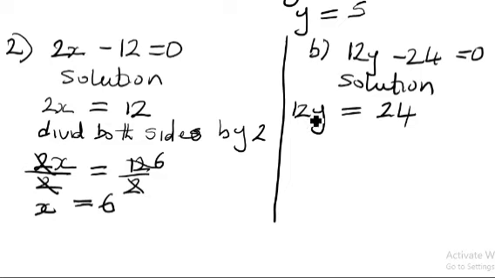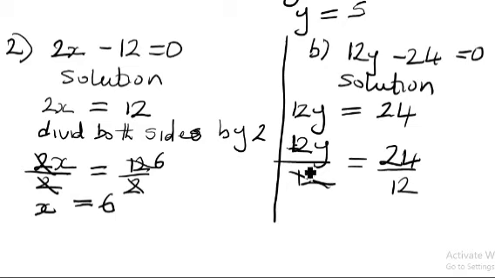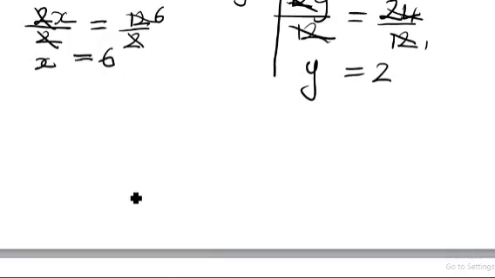The coefficient of y is 12, so I have to divide both sides by the coefficient of y. This will give me 12y over 12 equal to 24 over 12. 12 over 12 is 1, 24 over 12 is 2, y equals 2. So the coefficient of y here is 1, and this is our answer. Now let's go to example 3.